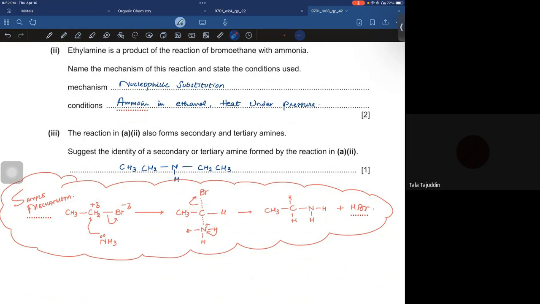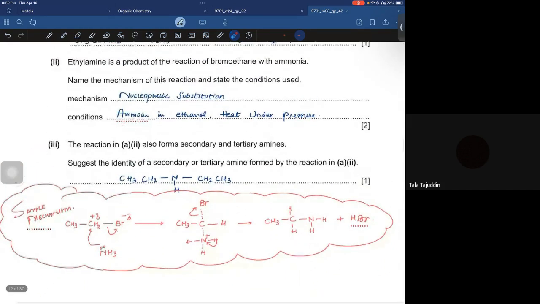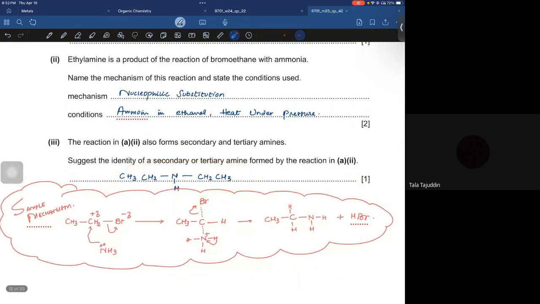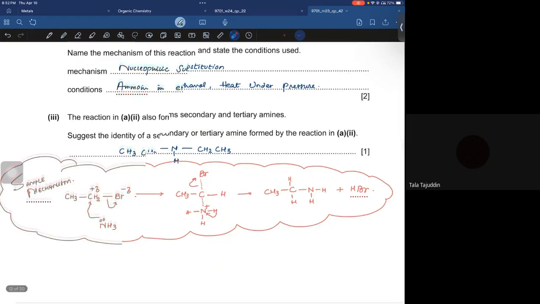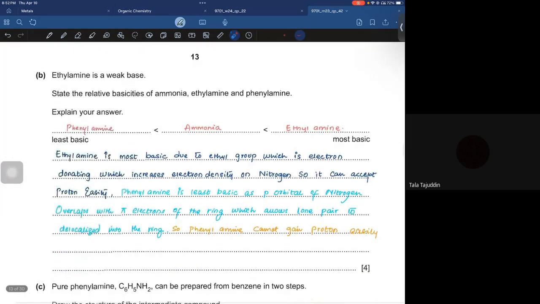And finally, you can see that this is produced. Same goes with, say, you can form the secondary amine as well, and you can form the tertiary amine as well. So this is your secondary amine. They were saying secondary or tertiary, so I have written secondary. You can also write down the tertiary amine, okay?